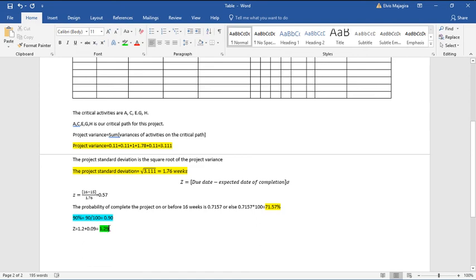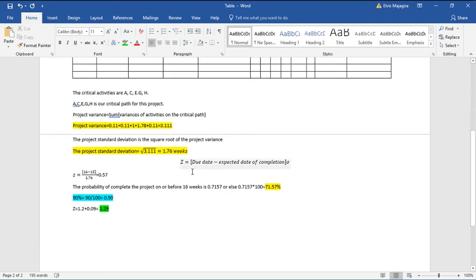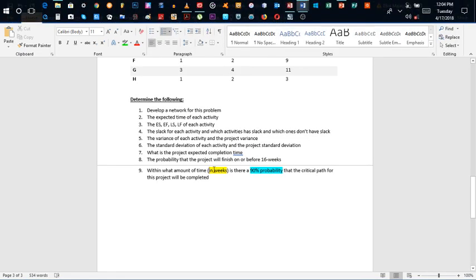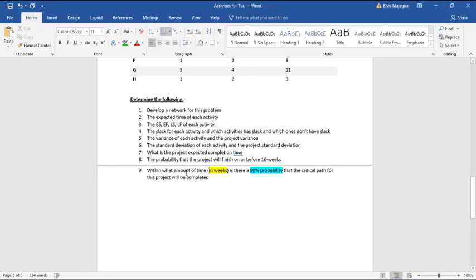This is our z value. Now if we have to put everything in this formula here, remember, what are we looking for? This, the due date. Let me just go back a little bit. Within what amount of time in weeks? This amount of time in weeks, we are looking for a due date.